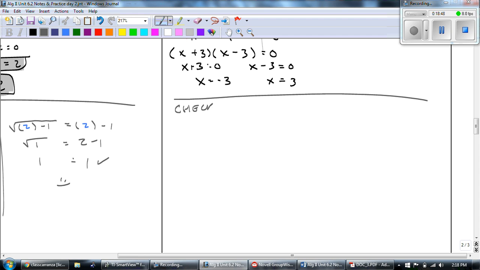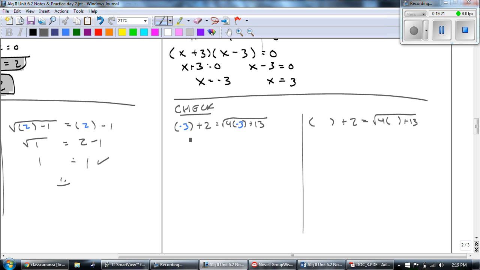But now all we're going to do is check our answers to see if any of those answers were extraneous. So we've got x plus 2. We're going to see, does that equal the square root of 4x plus 13? Okay, and I'm just going to write it down twice so I can see that I checked it twice. So we'll plug in negative 3 first. Negative 3 plus 2 is negative 1. Underneath the square root, 4 times negative 3 is negative 12. Negative 12 plus 13 is 1. And the square root of 1 is 1.